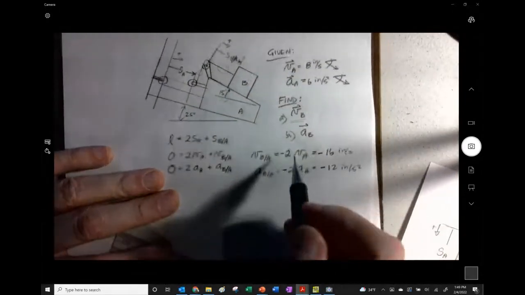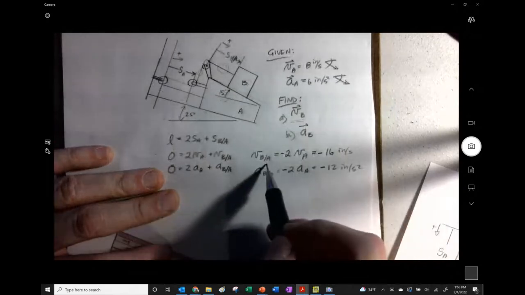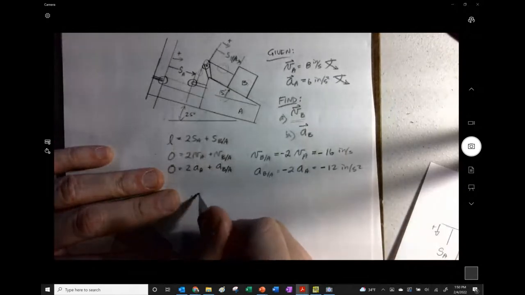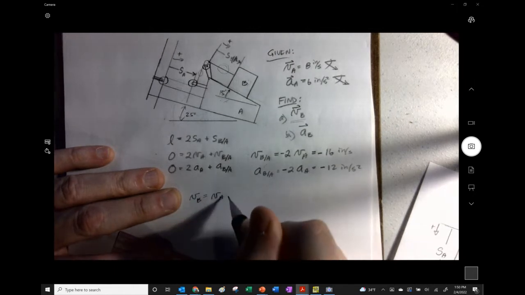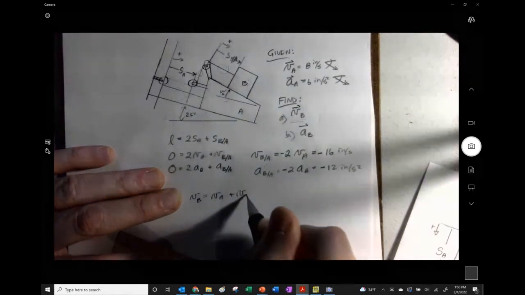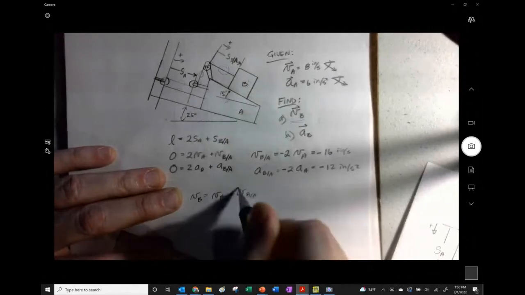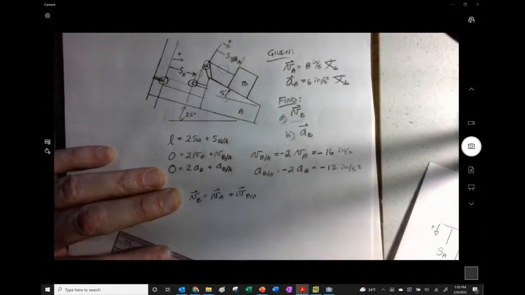Now, the thing that we want to do to be able to answer, and remember this is B with respect to A, we need to go that VB is equal to VA plus VB with respect to A as vectors right in here.